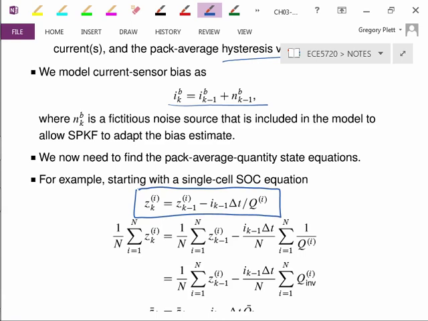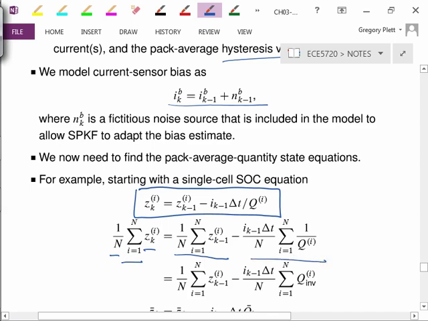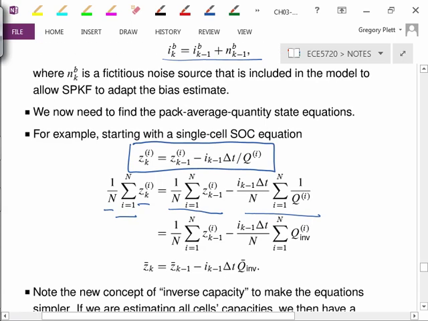To get a pack average equation, we sum all n of these individual equations and we divide by n. So 1 over n times the sum of all the z_k,i equations is 1 over n times the sum of all of these things on the right side, and then over here, the only thing that's a function of i is Q, so it would be 1 over n times the sum of all of those. We define a new notation which makes some of this a little bit easier, and 1 over Q_i we call Q inverse of i, and that allows us to write this as just a straight sum, not as a sum of inverses, which is nice.